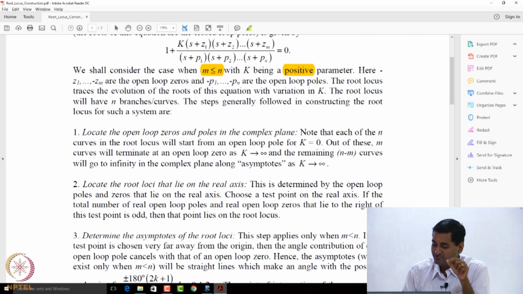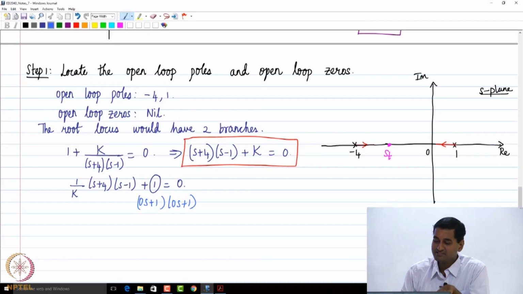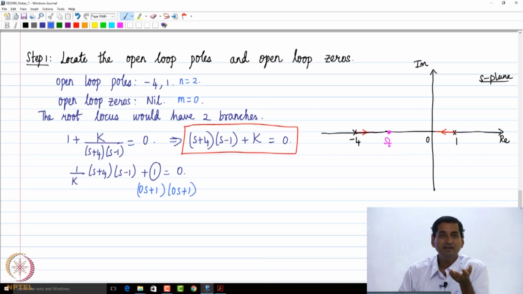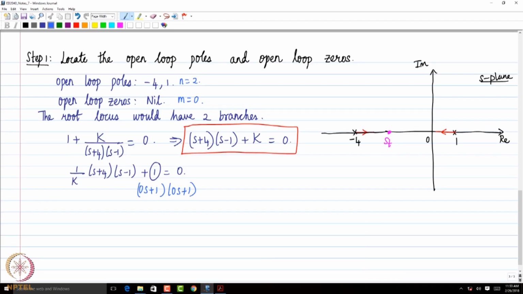If we had m to be non-zero, in this case m was 0. In our example m was 0, n was 2. Since m was 0, I do not have any branch of the root locus terminating at an open loop zero. Suppose m were 1, let me write it as an example. Suppose we had this equation like this, rather than this way, minus 1 would have been an open loop zero.